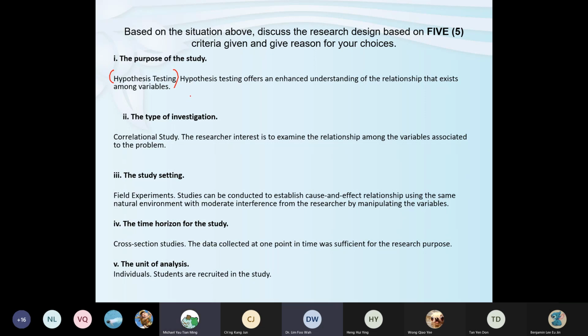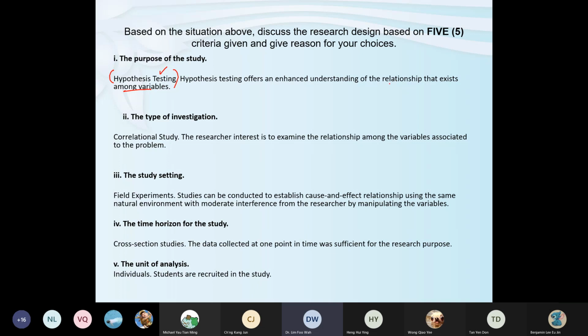The management also want to touch on this matter. So avoid just copying from the slides. Use your own words to write. If you say that this is under hypothesis testing, then tell me, hypothesis testing offers an enhanced understanding of the relationship that exists among the variables.